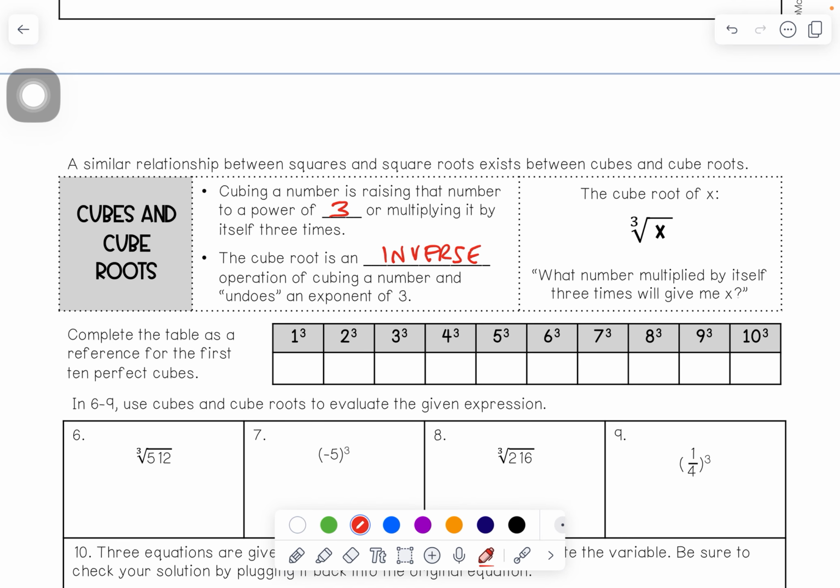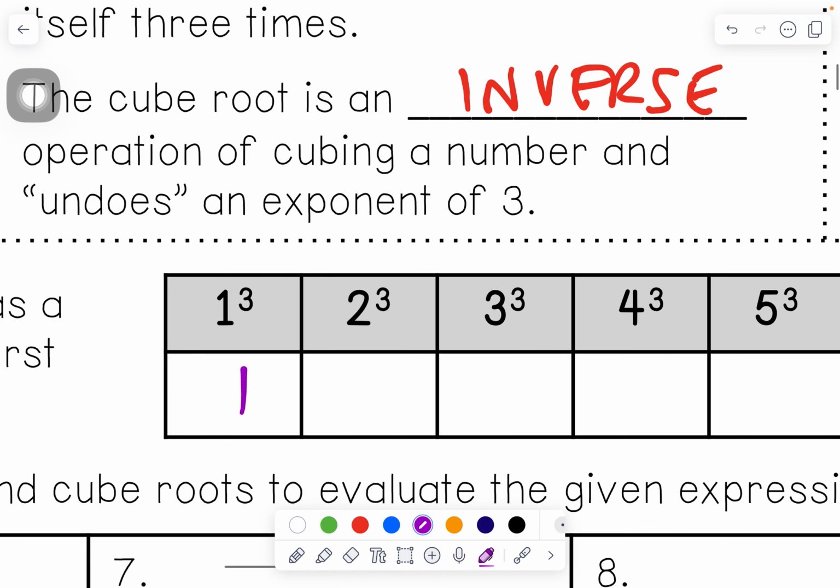It's entirely up to you, okay? But we're going to go ahead and fill in some of these cubes, just because they are a little less familiar than squares. So 1 cubed is 1, 2 cubed is 2 times 2 times 2, right? Just so you know, that's how we're getting all these answers. So that would actually give me 8.